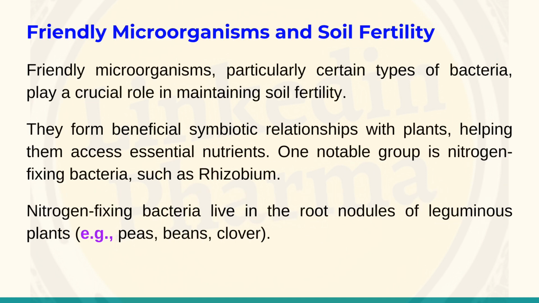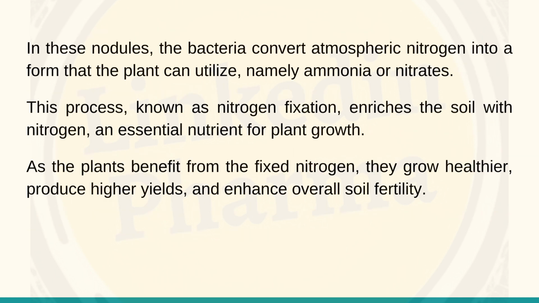Friendly microorganisms, particularly certain types of bacteria, play a crucial role in maintaining soil fertility. They form beneficial symbiotic relationships with plants, helping them access essential nutrients. One notable group is nitrogen-fixing bacteria, such as Rhizobium. Nitrogen-fixing bacteria live in the root nodules of leguminous plants, examples, peas, beans, clover. In these nodules, the bacteria convert atmospheric nitrogen into a form that the plant can utilize, namely ammonia or nitrates.